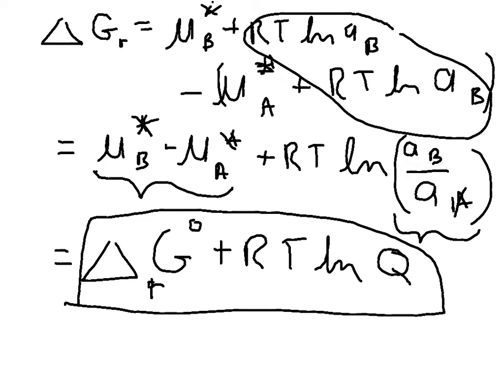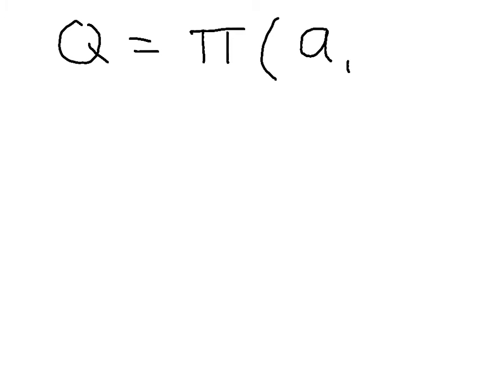We'll see on the next slide. So the more general definition of Q is defined as the product of the activities of every component in the reaction raised to the reaction stoichiometric coefficient nu. And remember that nu is positive for products and negative for reactants.